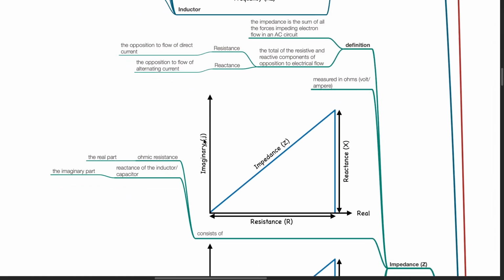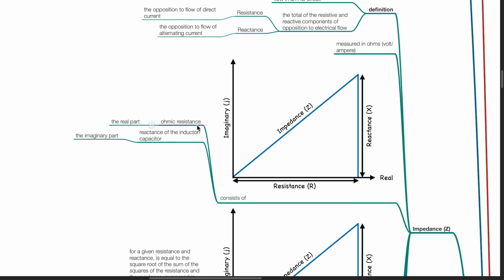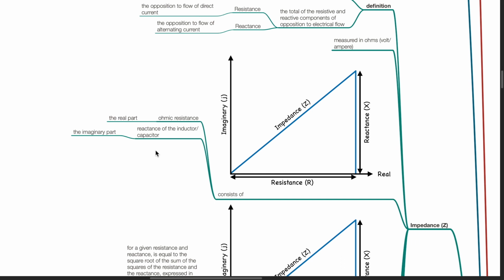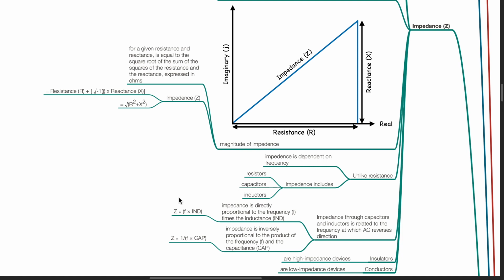Impedance is measured in ohms and consists of ohmic resistance, the real part, and reactance of the inductor or capacitor, the imaginary part. Magnitude of impedance for a given resistance and reactance is equal to the square root of the sum of the squares of the resistance and reactance, expressed in ohms. Unlike resistance, impedance is dependent on frequency. Impedance includes that produced by resistors, capacitors, and inductors.